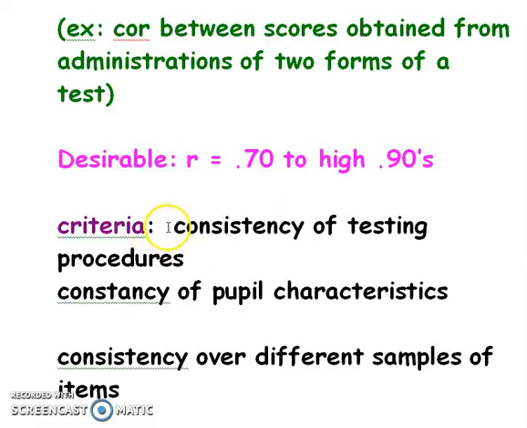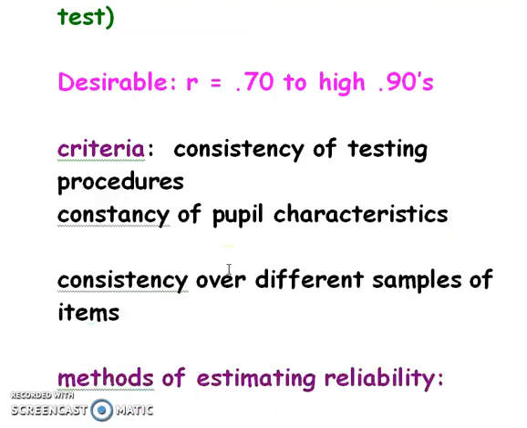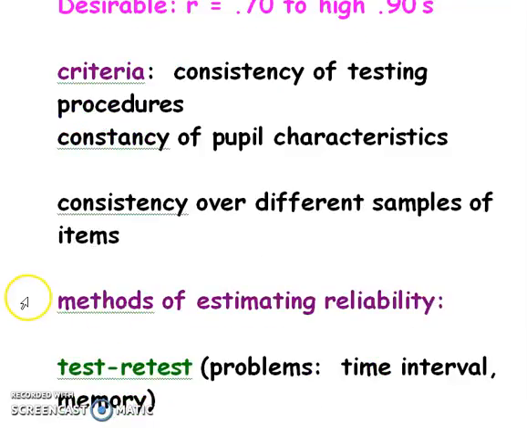The criteria for reliability: the consistency of testing procedures, and the constancy of pupil characteristics. Again, a good thermometer and a person with a stable temperature. If either of the two changes, then the reliability will change too. Or consistency over different samples of items. Again, the thermometer: if I take your temperature today at 4 o'clock and tomorrow at 4 o'clock and the next day at 4 o'clock, then I have different samples. Do you have the same temperature over time?